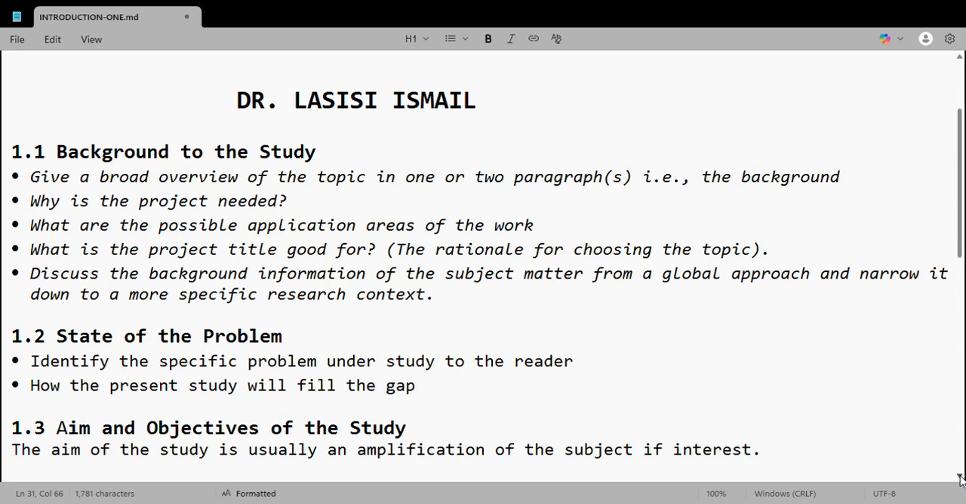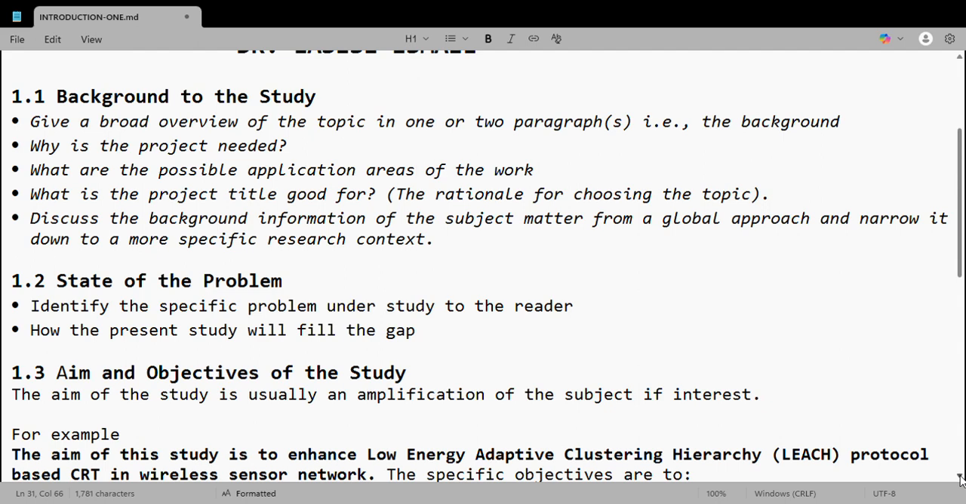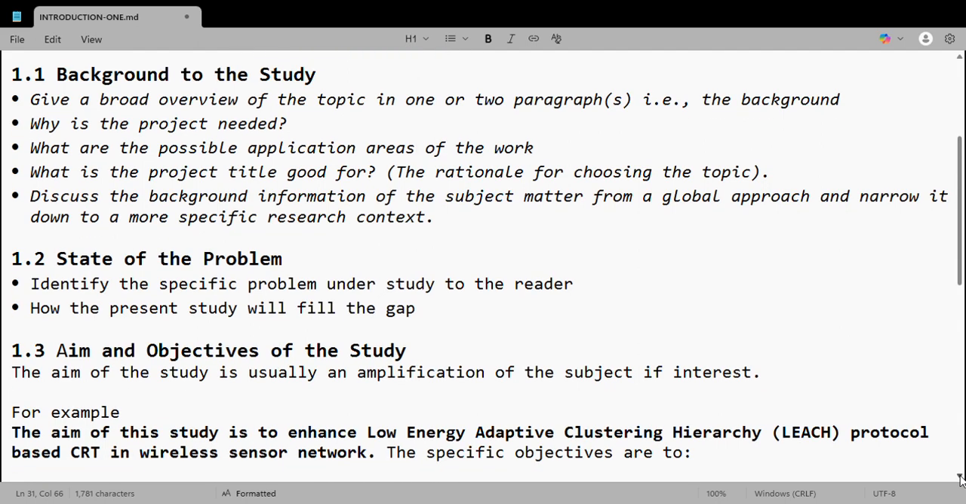So, having said that, the next one is the aim and objectives of the study. The aim, if they say aim, they mean the purpose. The purpose of the study is usually an amplification of the subject of interest. So your aim should be tailored to the title of your project. For example, the aim of the project is to enhance low energy adaptive clustering hierarchy protocol based CRT, Chinese remainder theorem, in wireless sensor network. So that is the aim.